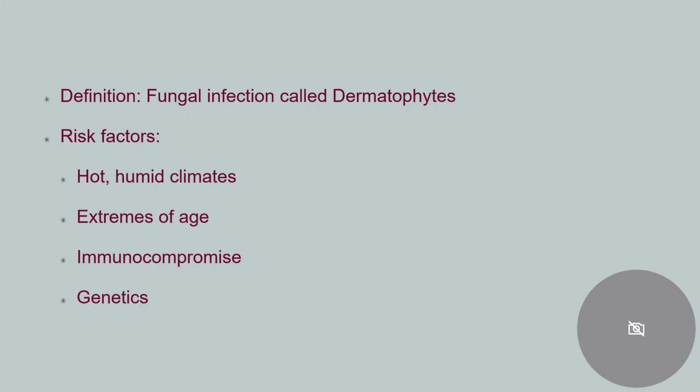Let's talk more about tinea infections. Tinea infections are an infection with a fungus known as dermatophytes. What are the risk factors? These are common in climates that are hot and humid. They're very common infections in children as well as the elderly who are at extremes of age. They commonly infect people whose immune system is compromised. And there's also a genetic predilection for fungal infections in general.